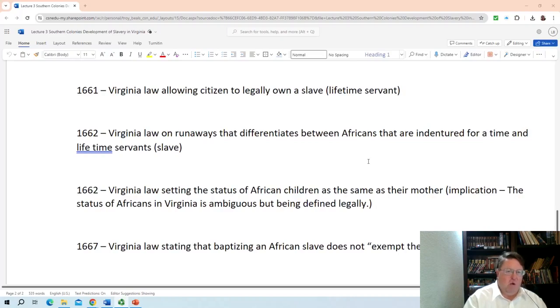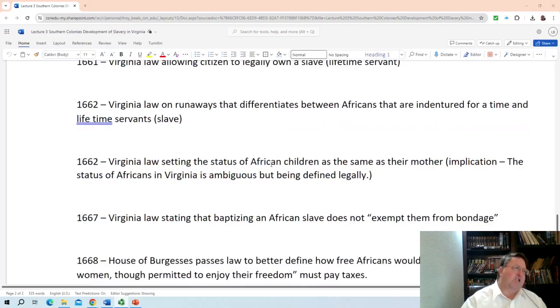Like John Castler, okay, you're legally a slave. The Virginia Colonial Legislature, the House of Burgesses, says what? It is legally okay for a citizen to own a lifetime servant in the colony of Virginia. In 1662, the Virginia House of Burgesses sets forth another piece of legislation differentiating between Africans that run away that are indentured for a time and lifetime servants.